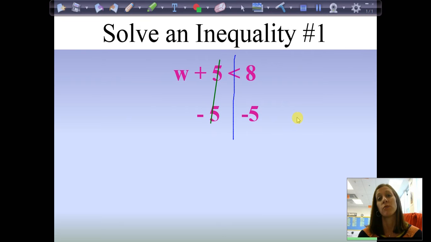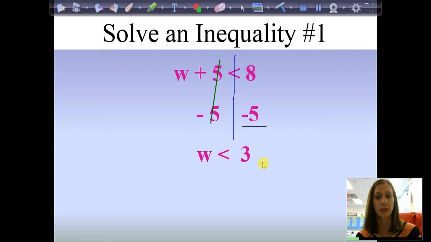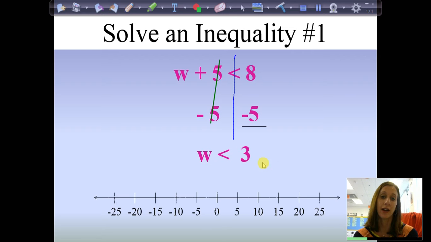Order is really important when you're solving inequalities. So we're going to bring our w down, bring your inequality symbol straight down, and then 8 minus 5 is 3. And now that you've solved, w is less than 3, so we're looking for any number less than 3. Then we could graph this on the number line like we've been doing in class. We would have an open circle at 3, and then we would be shading to the left.